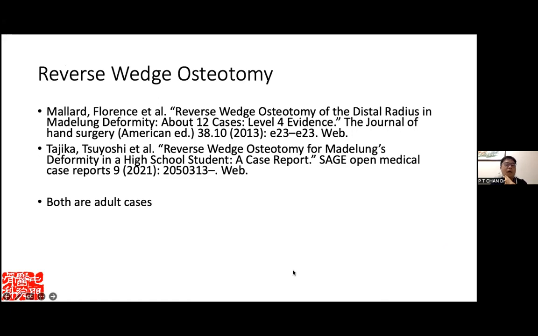I just want to share my technique on the reverse wedge osteotomy. There are a few papers talking about this technique. The first one I found was from Madelung, reporting cases in 1878, and then another Japanese doctor reported a case report in 2021.